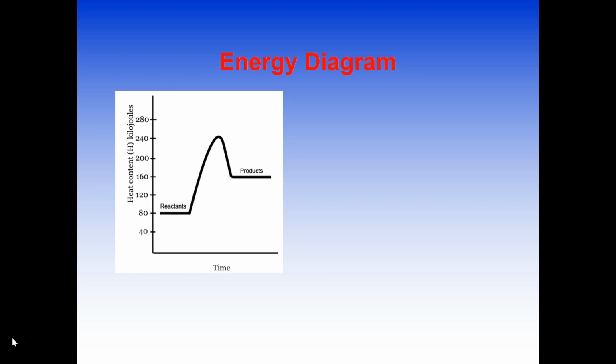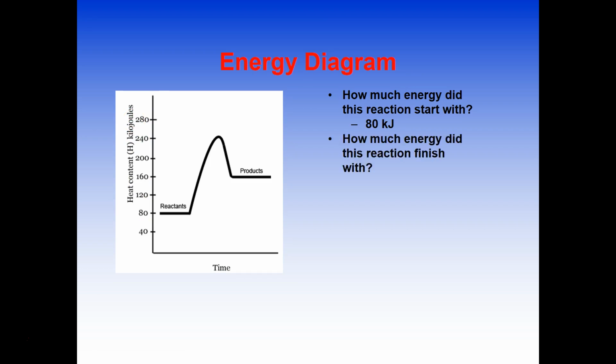So let's look at an energy diagram. This is what an energy diagram looks like. You've seen them before in biology, where we have our reactants on one side, our products on the other side, and we look at the amount of energy that was put into it. So how much energy did this reaction start with? We go over here and we see our reactants, and they start at 80 kilojoules because that's what my unit is here. As far as how much this reaction finished with, we go over to our products and then trace back here, and we see that it's about 160.